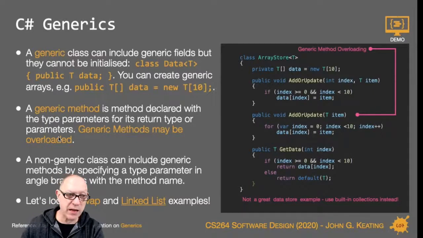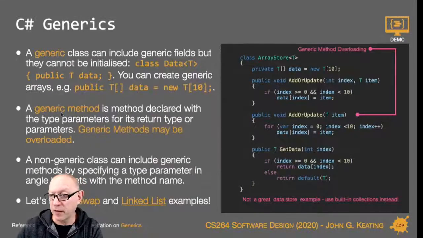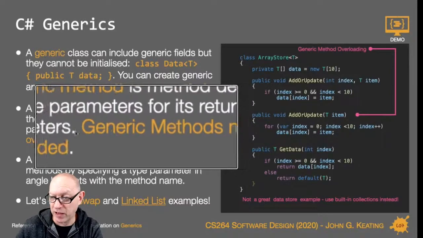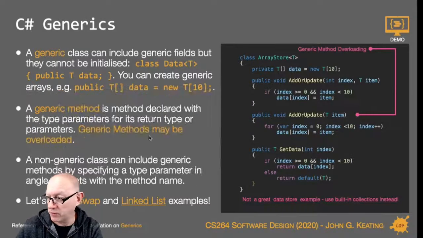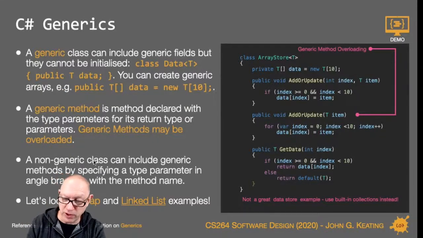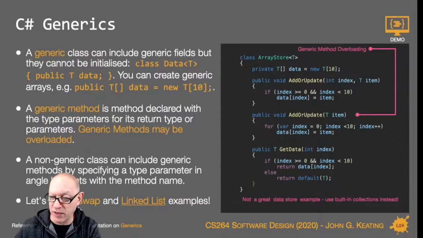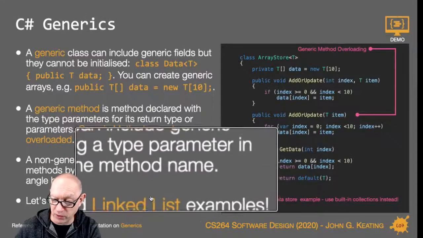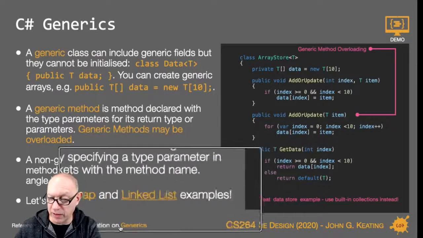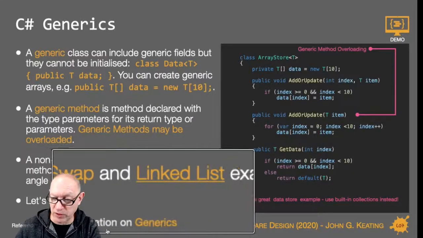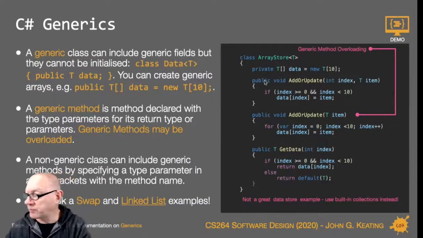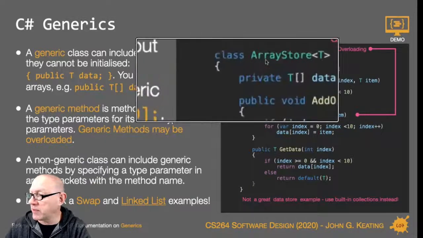You can have generic methods, and that's declared with the type parameters for its return type or parameters. And again, generic methods can be overloaded. That's really useful to be able to do. A non-generic class can also include generic methods by specifying a type parameter in the angle brackets with the method name. So you can do that. That's nice. And we look at a swap and a linked list example if you'd like. Have a look at the Microsoft linked list example. It's really good. Okay, and you can click through for all sorts of information on generics here as well in the documentation. Let's have a quick look at the program.